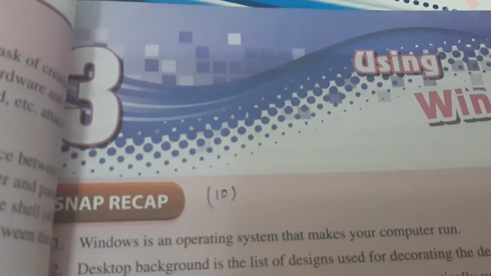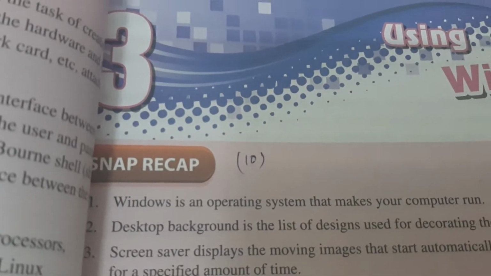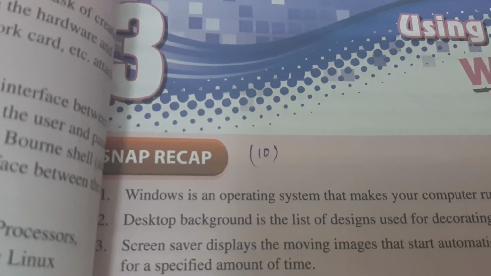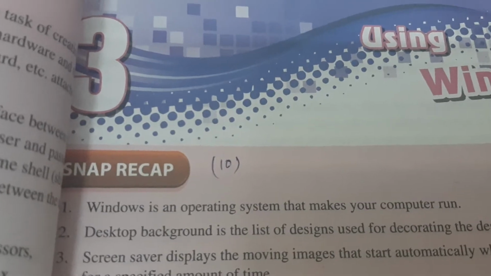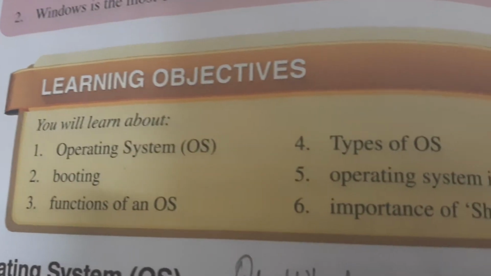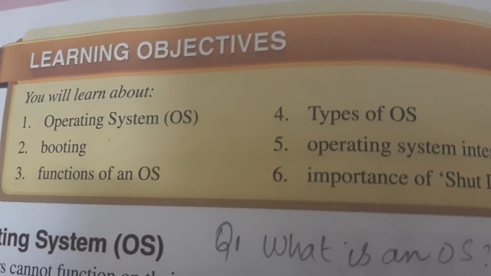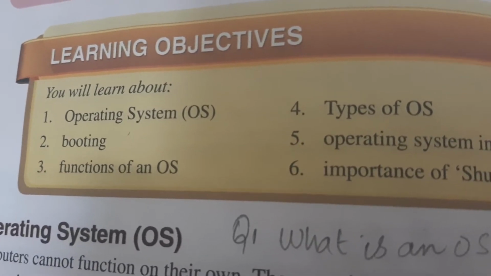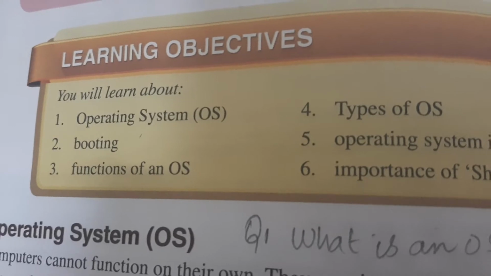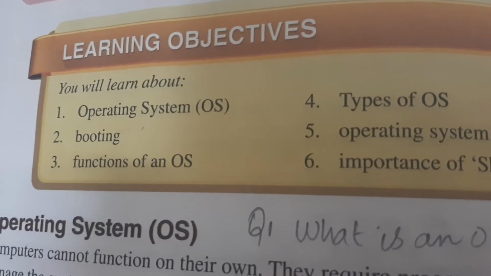Students, today we will start our new chapter, chapter number 3, class 6, Using Windows, page number 27. But before that, we will recall what we have learned in chapter number 2. We have learned what is an operating system. It is an interface between user and computer.